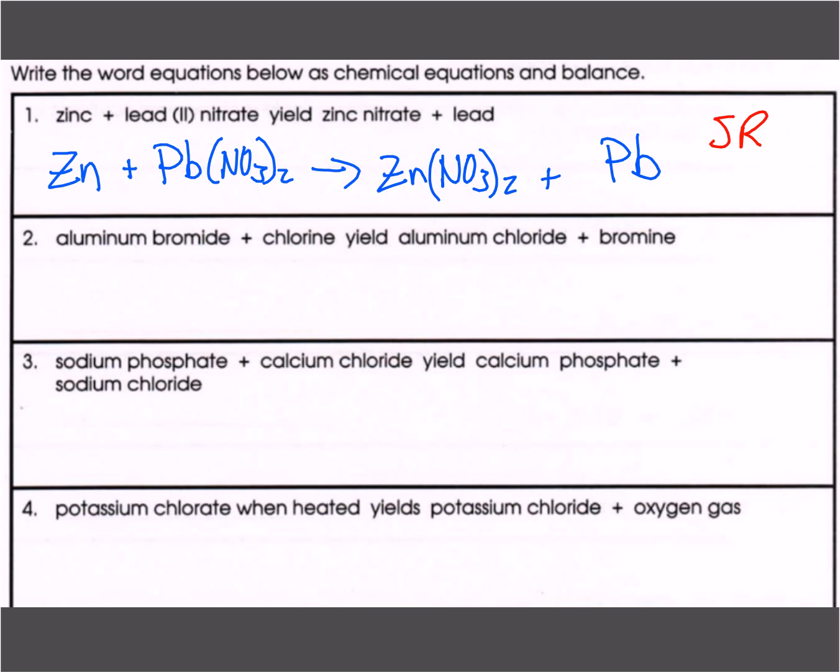All right, number 2, aluminum bromide. What is the charge on aluminum? Positive. No, negative. 3 plus. Bromide is 1 minus. So when we write our formula, we get AlBr3 plus chlorine. How do I write chlorine? Nope. Cl2. Brinkelhoff. Guys, it's part of Brinkelhoff.